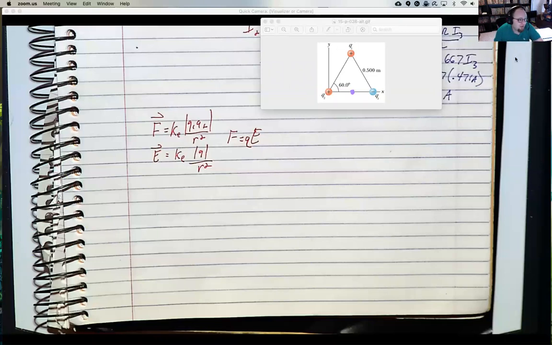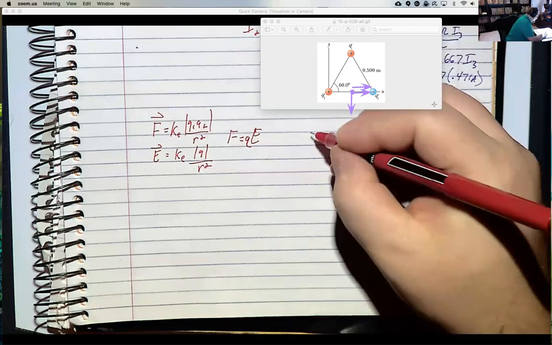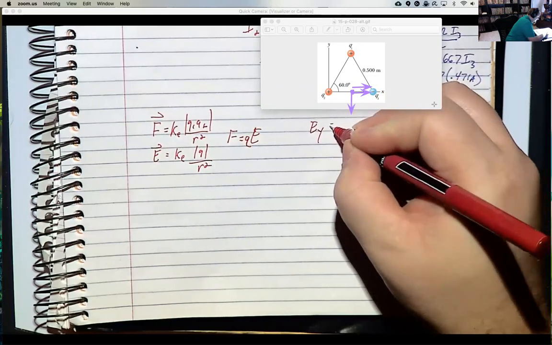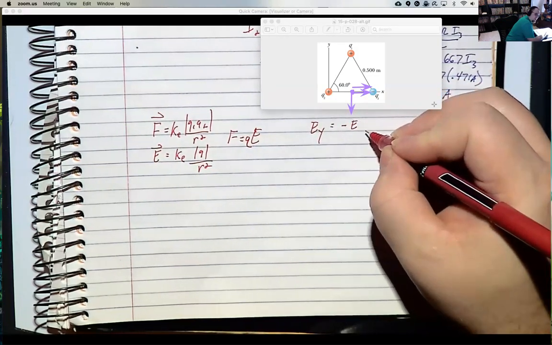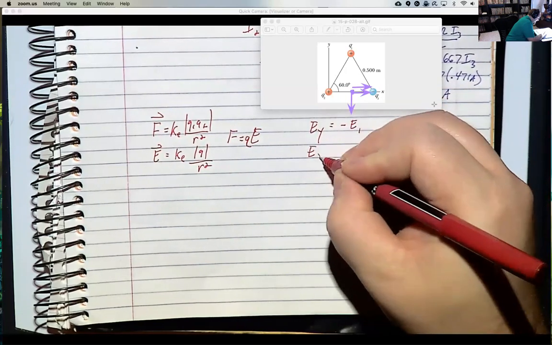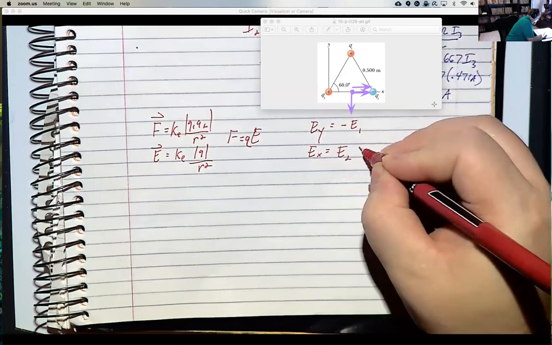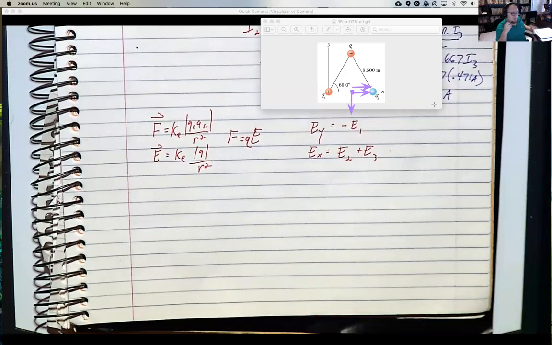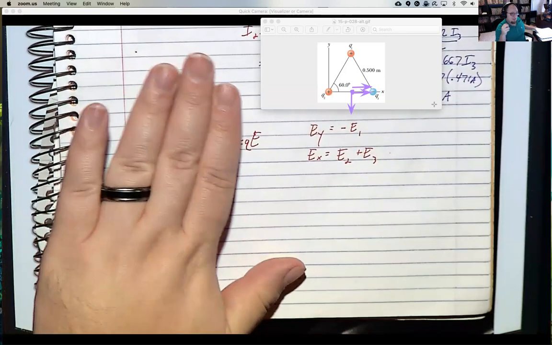For each one, I would say, okay, Q1 is positive. Its electric field is going to point straight down. Q2 is positive. Its electric field is going to point away from it. Q3 is negative. Its electric field is going to point towards it. So that's what my electric fields are going to look like. My electric field in Y is going to be negative my electric field from charge 1. My electric field in X is going to be my electric field from 2 plus my electric field from 3. I can logic that without even going into these equations.